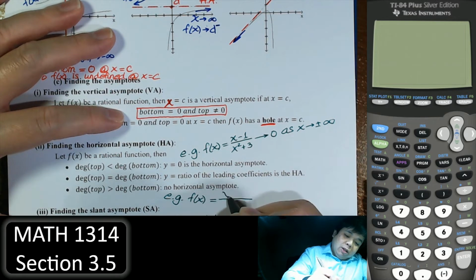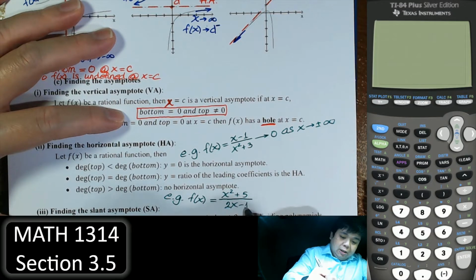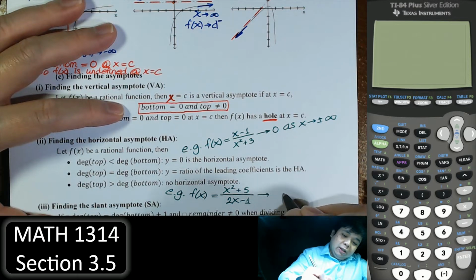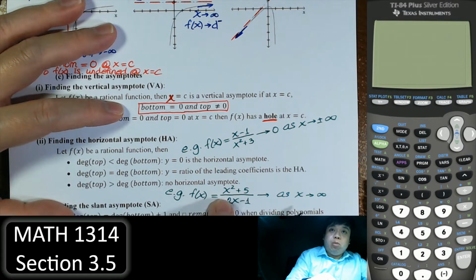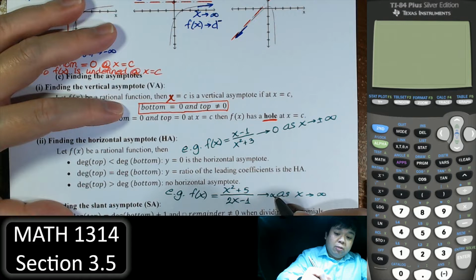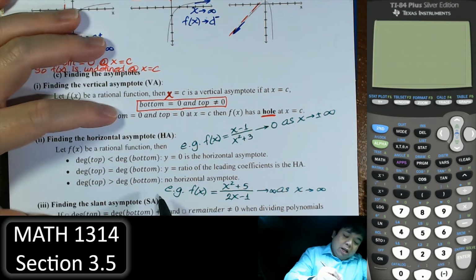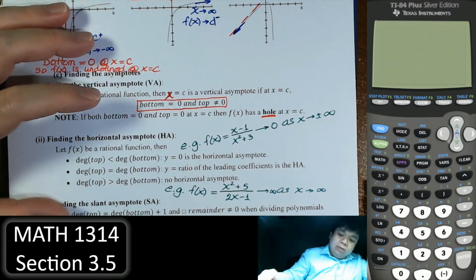so we're talking about something like this. As x goes to infinity, the top will go to infinity faster than the bottom. So in this case, it goes to infinity. So that's why there's no horizontal asymptote.